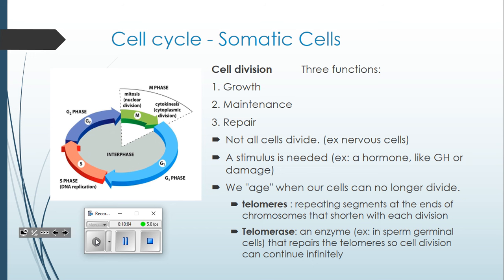So cell division is what we call that chunk there that's cut out. It's green, it has an M, it says mitosis and cytokinesis, and we'll talk about what both of those mean. But cell division is what we're focusing on.